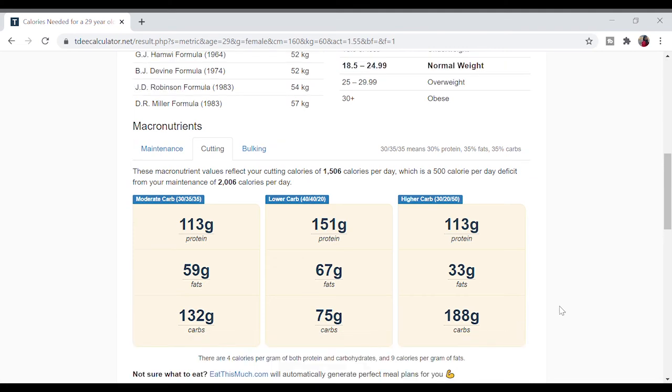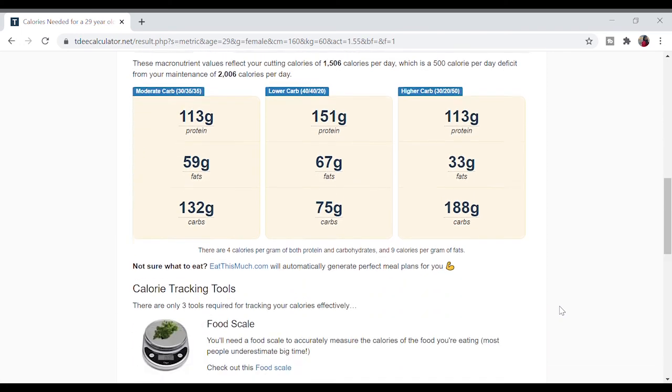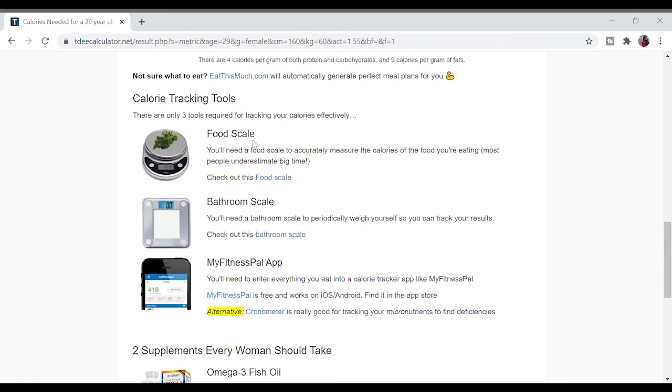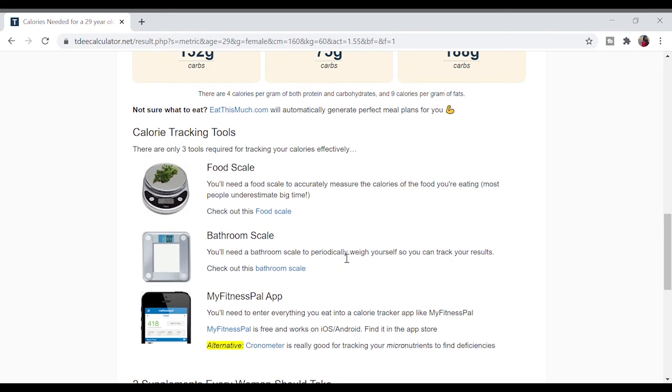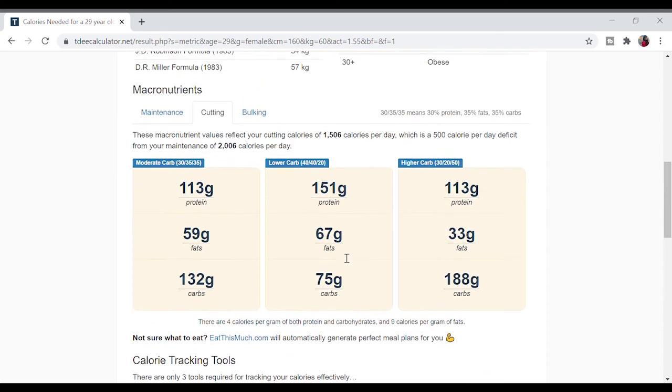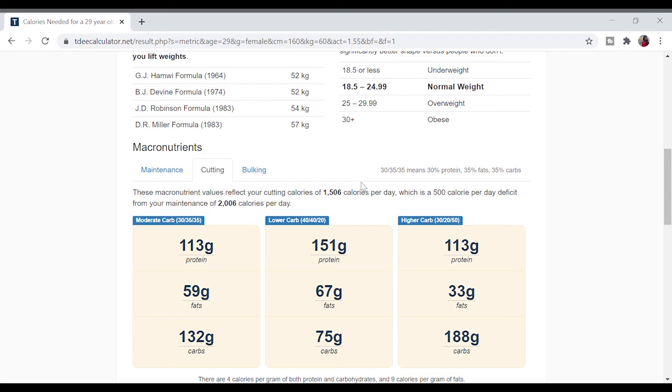I know the next question that must be coming into your mind is how to track the calories. See, they are suggesting that you can use a food scale or the MyFitnessPal app, but personally I used the Healthify Me app. That was really helpful for me in tracking my calories in my initial months. And once I got used to it, I was able to find out how many calories are there in a particular food item, and I was able to maintain the calorie requirement for a day.